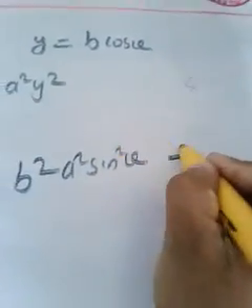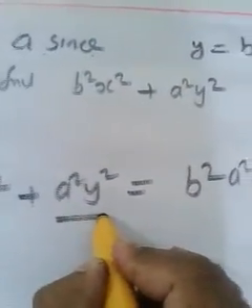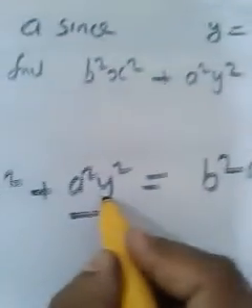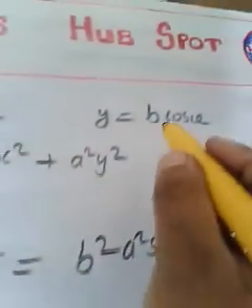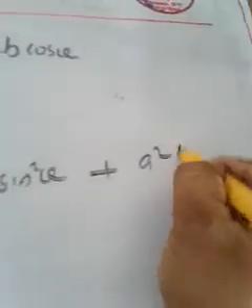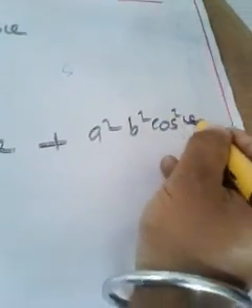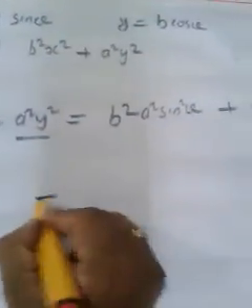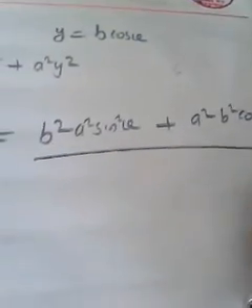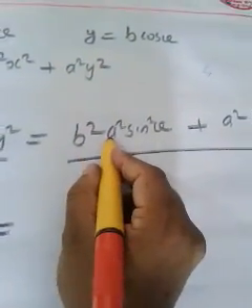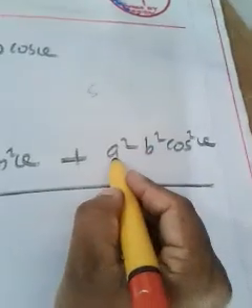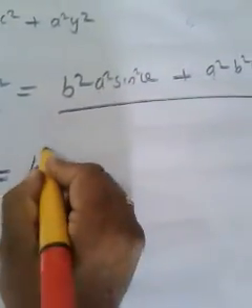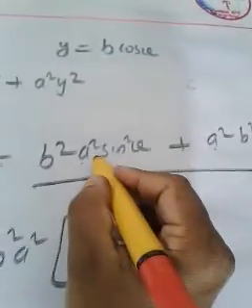You may have understood. Plus, the next is a square y square, no? So a square as it is, then I have to write y square. What is y? b cos theta. So y square will be b square cos square theta. You may understand, isn't it? Is there anything common in both terms? Yes, b square a square is there in the first term, and b square a square is there in the second term. So just take b square a square outside, then what will remain in the first term?